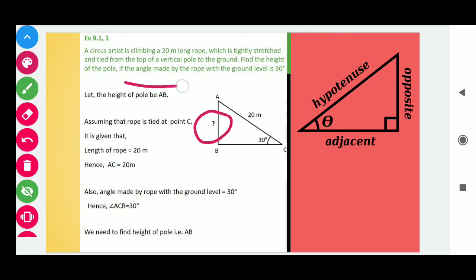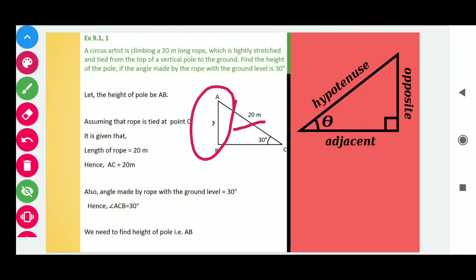If the angle made by the rope with the ground level is 30 degrees. Students, this is a really very easy question. Here we have 20 meter. 20 meter is what? 20 meter is hypotenuse and we have to find the perpendicular. So students, first identify what is the relation between perpendicular and hypotenuse. Yes students, think about it again and again. So from the points to remember that I have already shared, that comes the sine theta. So students, here we use the sine theta.